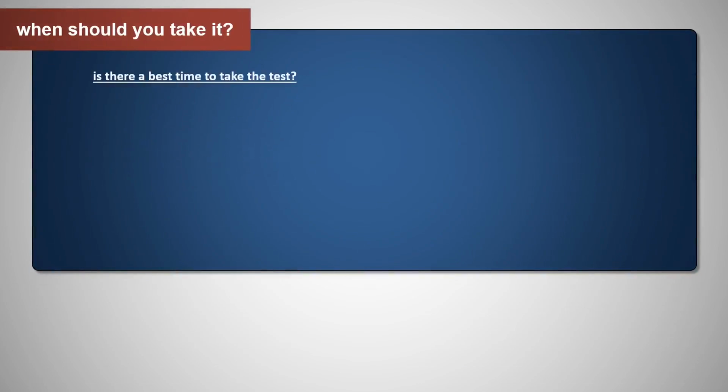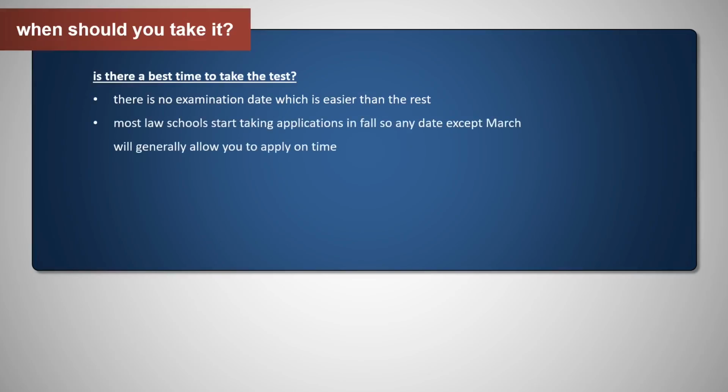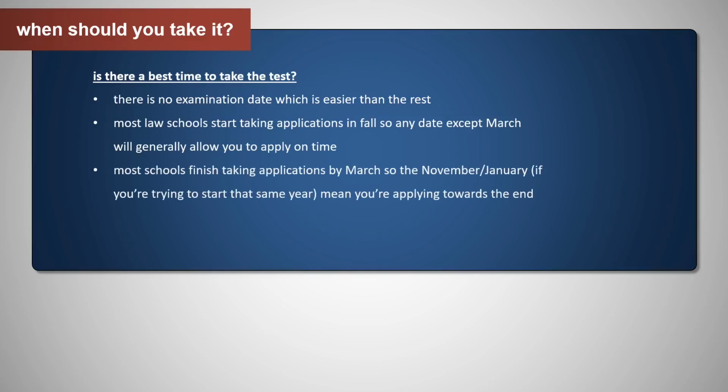Now, when should you take it? So is there a best time to take the test? Well, there's no examination date which is easier than the rest. But most law schools start taking applications in fall, so really any date except March will generally allow you to apply on time. And most schools finish taking applications by March, so the November and January dates, if you're trying to start the same year that you're applying, will mean that you're applying towards the end.